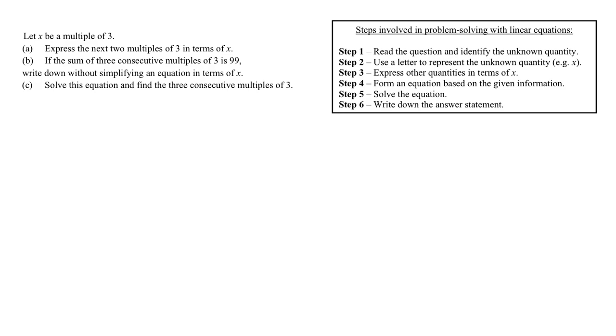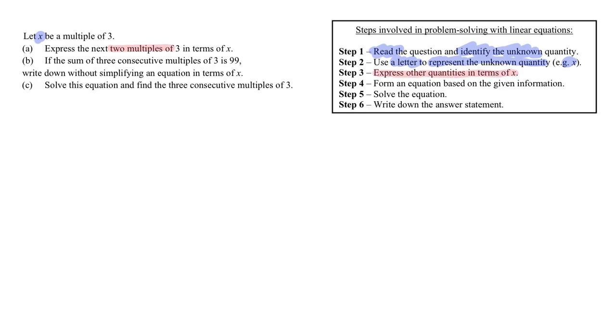So using the steps involved, we have these 6 steps, okay? That is on the top right hand corner. Well, step 1, let's read the question and we try to identify the unknown. And actually in this question, they have given us an unknown x. So for this particular question, we already have a letter that represents the unknown. And for part A, we express other quantities in terms of x.